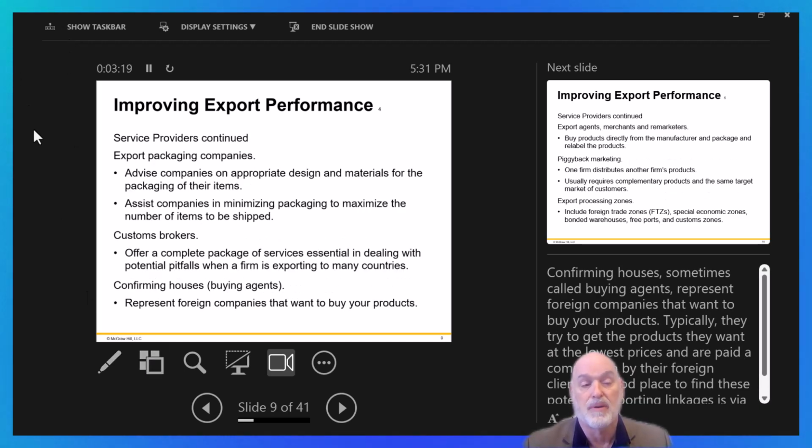Service providers continued. They have export packaging companies, and they advise companies on appropriate design and materials for the packaging of their items. They assist companies in minimizing package size to maximize the number of items to be shipped. And then we have customs brokers. They offer a complete package of services essential in dealing with potential pitfalls when a firm is exporting to many countries. Confirming houses, also known as buying agents, they represent foreign companies that want to buy your products.